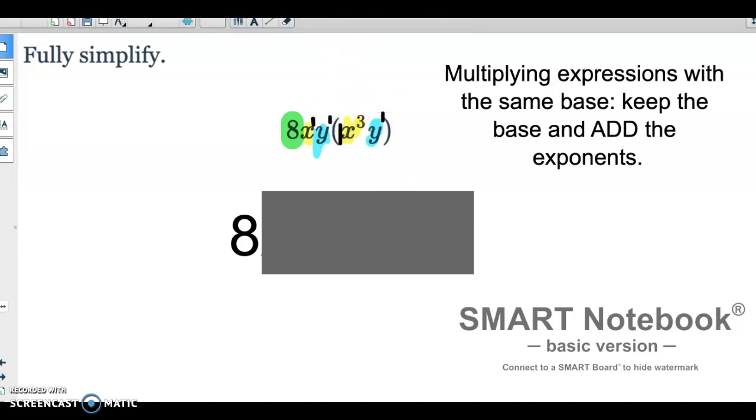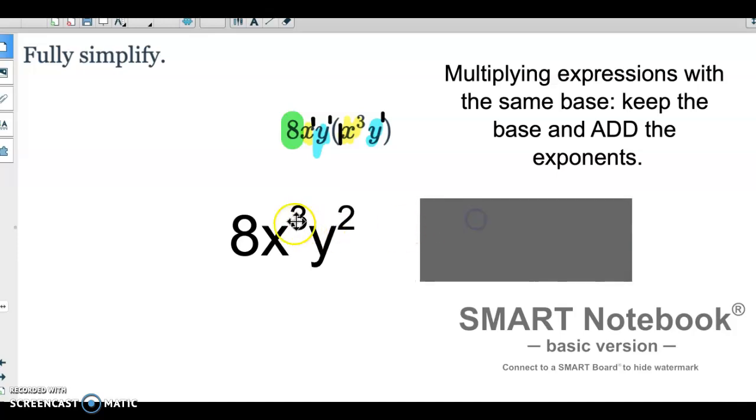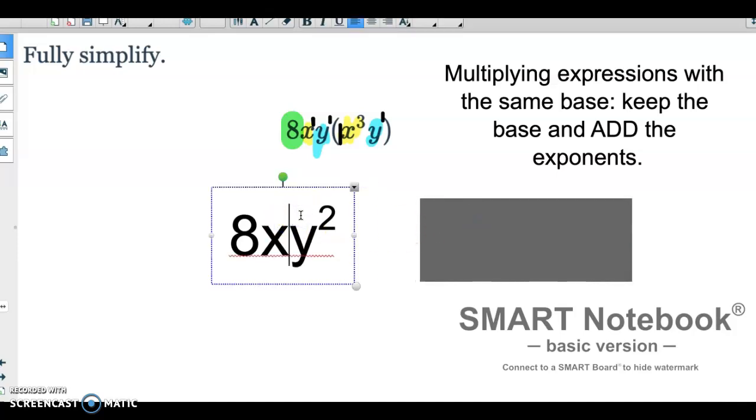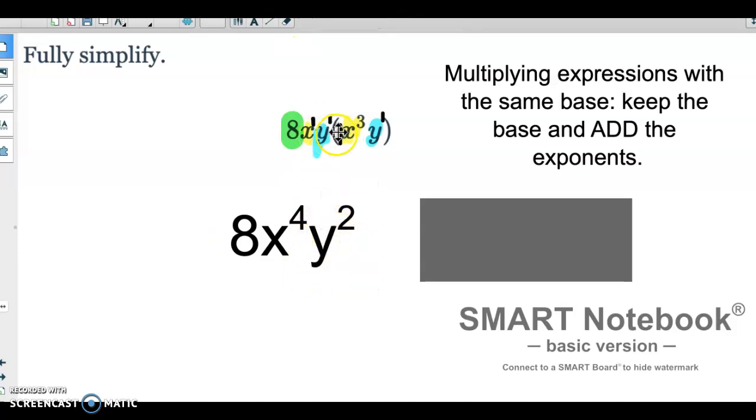So now we can go through and use our rule. So x to the first times x cubed. Remember, keep the base, add the exponents. So this should not be a 3, this should be a 4. Let me fix that. So x to the fourth. Because remember, keep the base, add the exponents. And then y squared. We kept the y, we added our exponents. And now your answer is fully simplified. Remember, fully simplified means no negative exponents. So in a few problems here, we're going to see that come up. No negative exponents in your final answer.